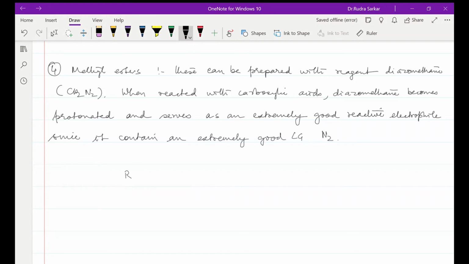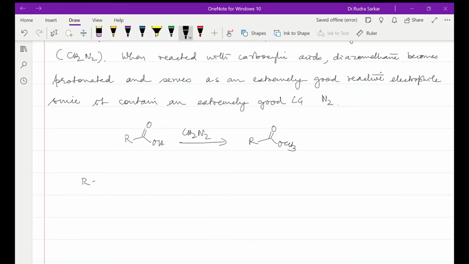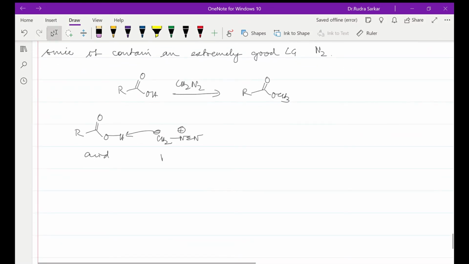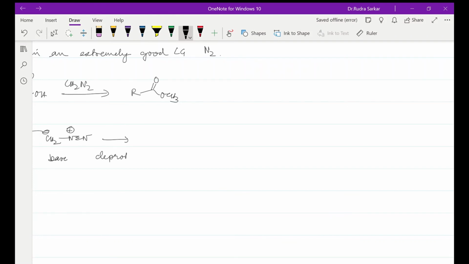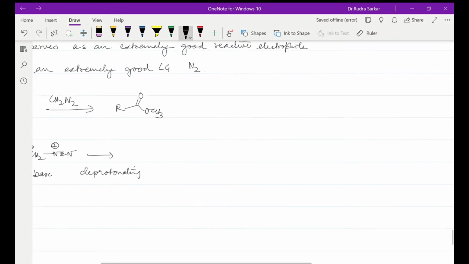So how is this taking place? We have the carboxylic acid, we are using CH2N2, and that leads to the formation of a methyl ester. Mechanistically, one can show that we have the acid group over here. Our diazomethane, as shown, takes up the proton, initially acting as a base. So in this step we are basically deprotonating the carboxylic acid, leading to the formation of a carboxylate ion. That becomes our new nucleophile.